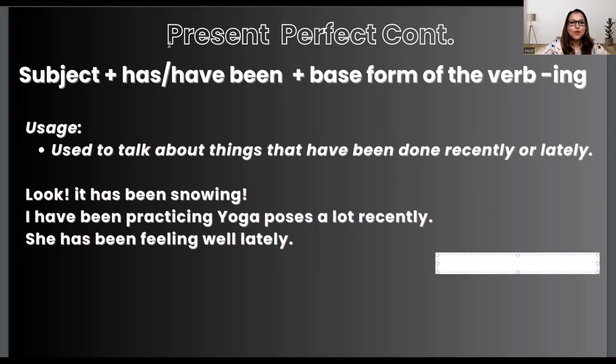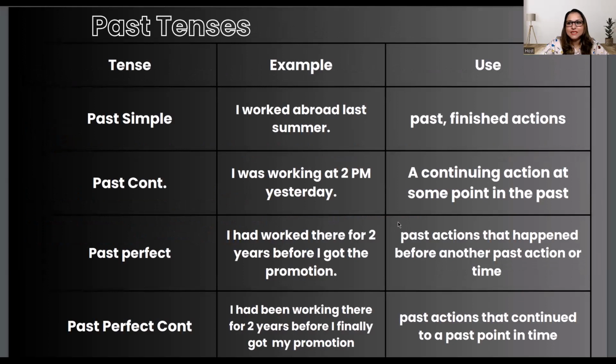Okay. So then we have past tenses. Again, there are 4 past tenses: past simple, past continuous, past perfect, past perfect continuous. For example, I worked abroad last summer.